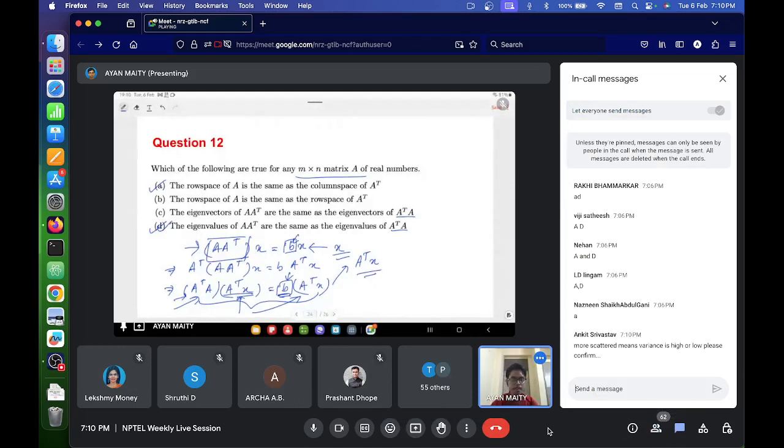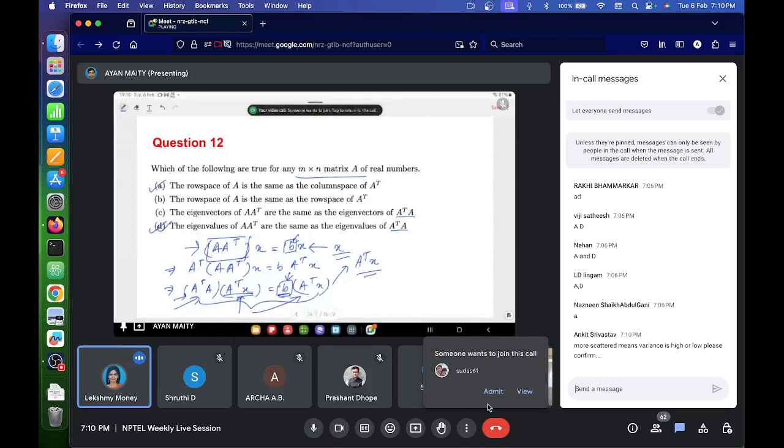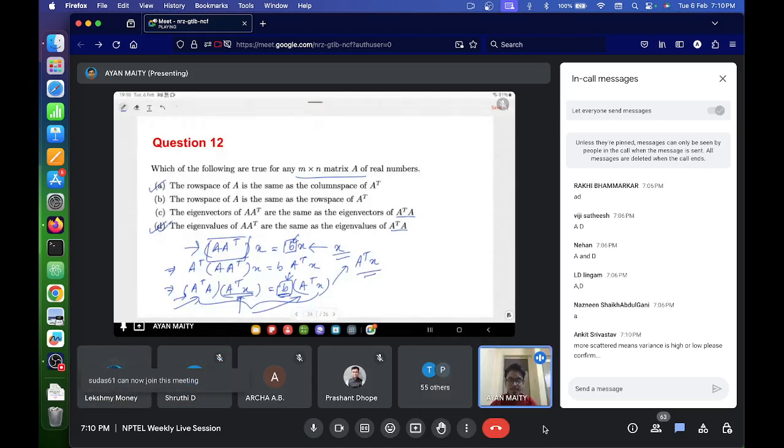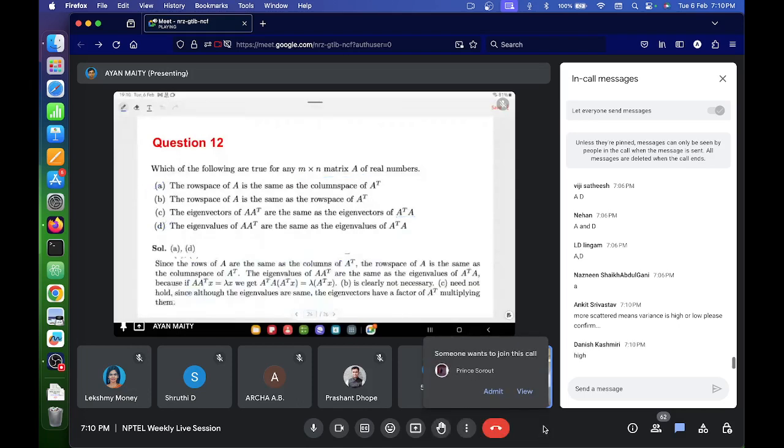Is it okay? Thank you, sir. Okay, eigenvectors might not be the same. Yes, the eigenvector in this case is A transpose X. Previously it was X for A transpose, right. These two might not be the same, but the eigenvalue is B in both the cases. So the eigenvalue is certainly the same. So A and D, these are the two correct answers.